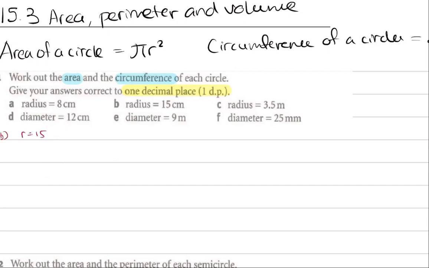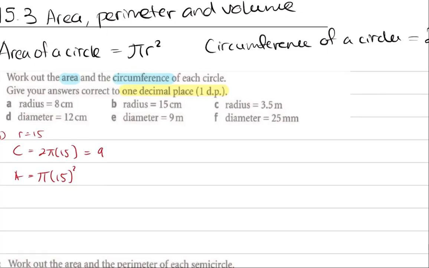Radius is 15. Circumference will be 2 pi 15. And then area would be pi 15 squared. Because pi r squared for area, so this one we can do it. 94.248, 94.2. 15 square, 706.86, 706.9. Centimeter.